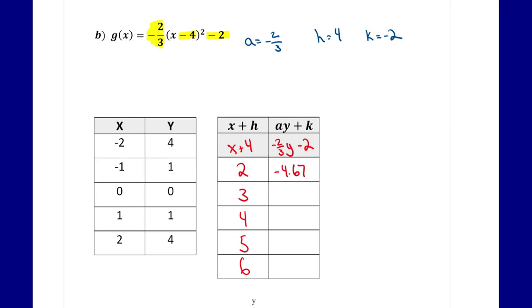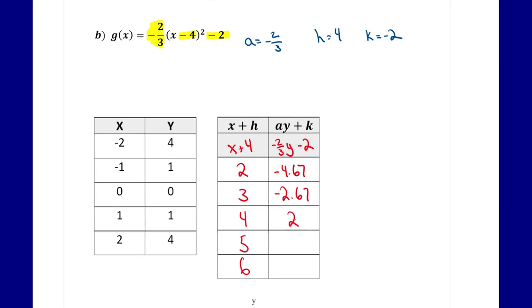For 3, doing the same thing, I'm going to do 1 times negative 2 over 3 minus 2. I get negative 2.6 repeating, or negative 2.67. For the next point, the third pair, so 0. 0 times negative 2 over 3 is 0, minus 2 is negative 2.